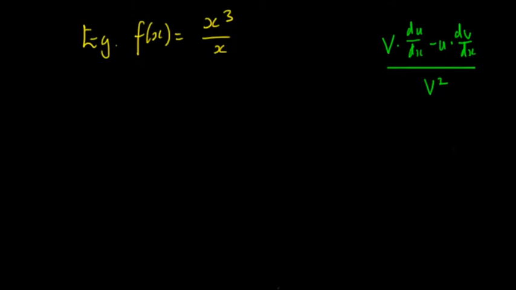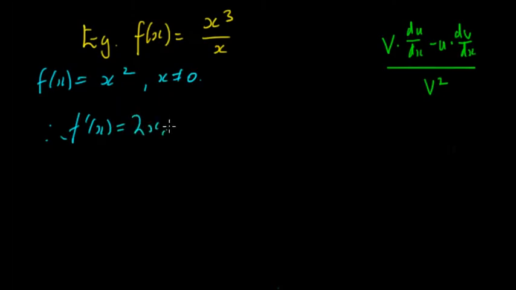The easiest way to learn is just to go through an example. This example we could do just using other methods. If we had x cubed divided by x, we can say that that is equal to x squared when x cannot equal 0. So therefore f dash x is equal to 2x when x cannot equal 0. So we've got already the solution. However, we'll use this formula to show how it works.